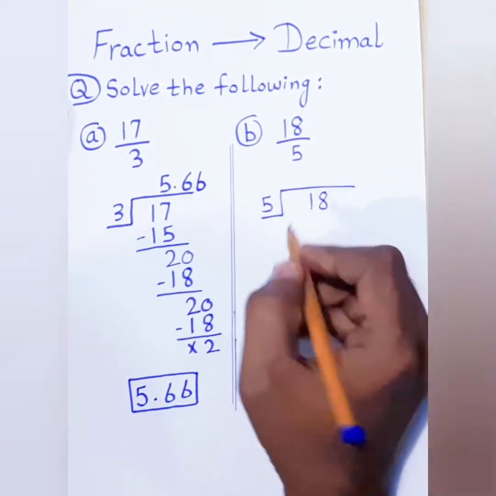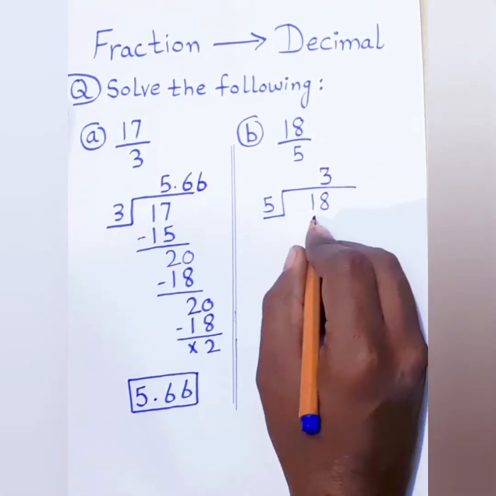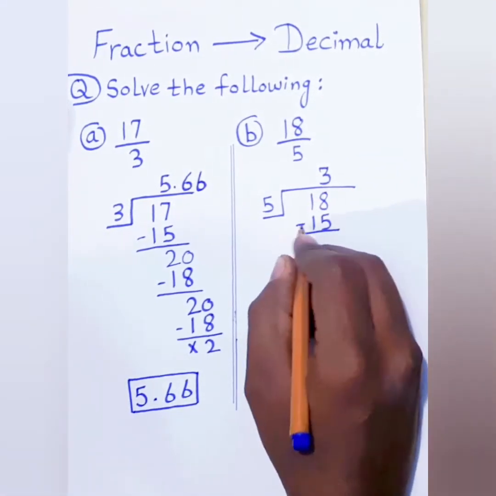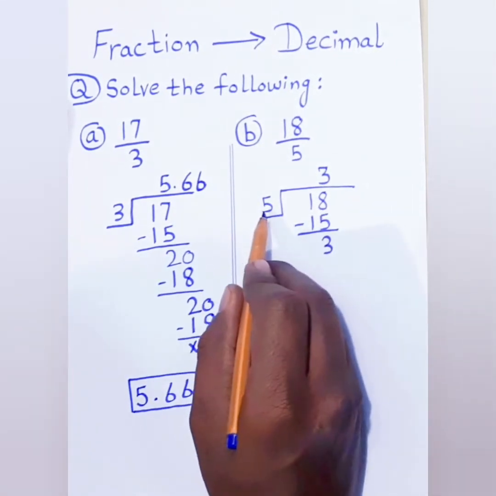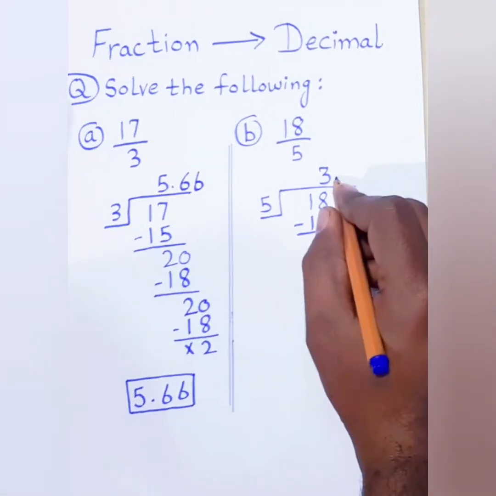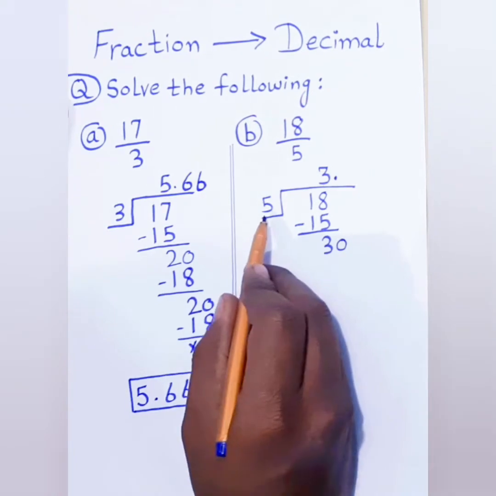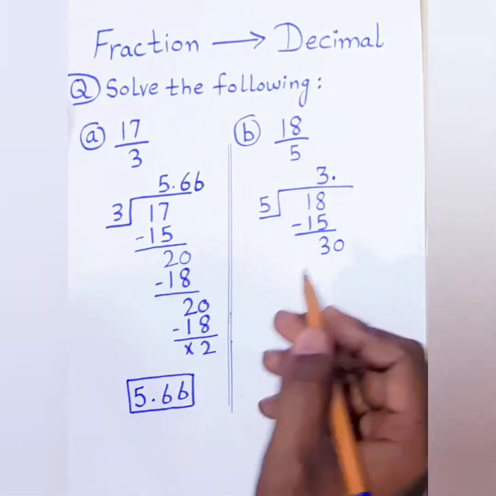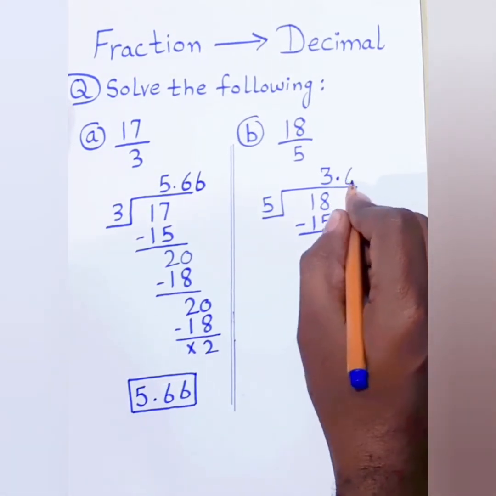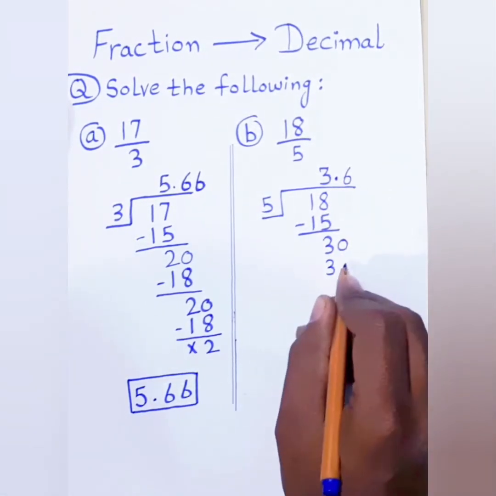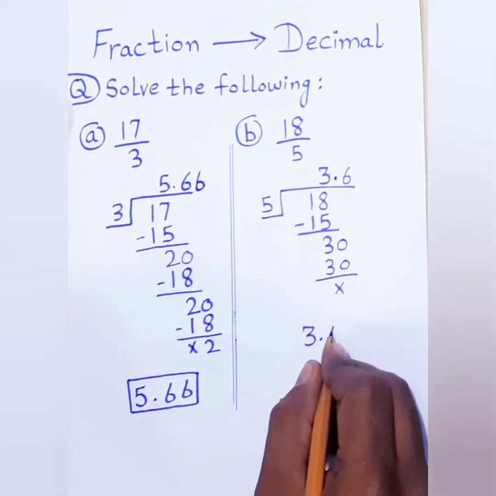Okay, so 5 ones are 5, 5 twos are 10, 5 threes are 15. So 3 should be here and 15 should be here. If we subtract this, what will be the answer? It's 3. Now 5 is a bigger number, this is a smaller number, so we have to write a decimal point here and 0 here. So 5 ones are 5, 5 twos are 10, 5 threes are 15, 5 fours are 20, 5 fives are 25, and 5 6s are 30. Okay, so the answer will be 3.6.